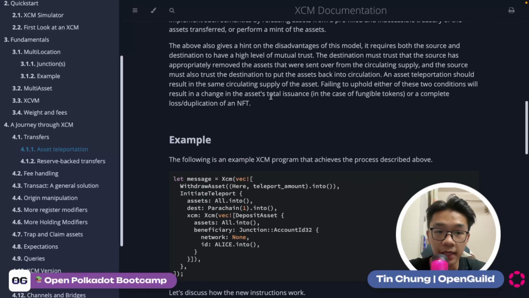So what is the disadvantage of this model? The disadvantage of this model is that it requires both the source and the destination to have a high level of mutual trust.